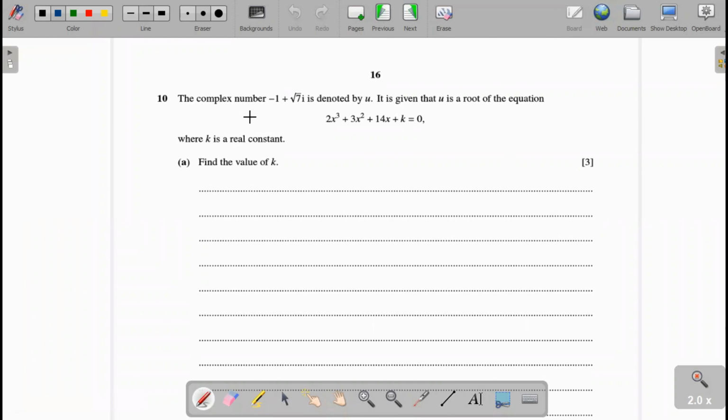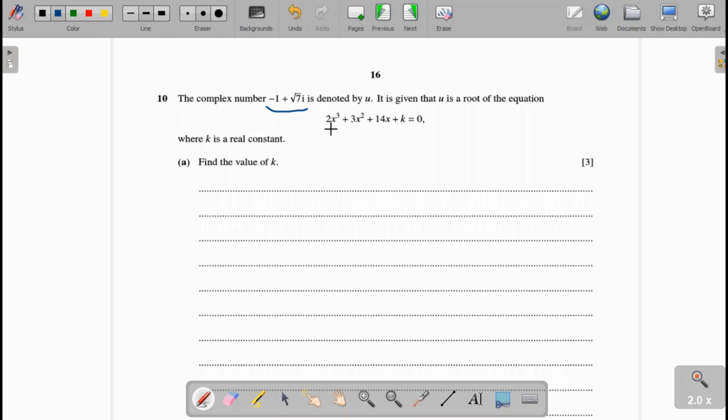Now question number 10. The complex number -1 plus square root 7i is denoted by u. It is given that u is a root of the equation 2x cubed plus 3x squared plus 14x plus k equal to 0. If k is a real constant, find the value of k. Now here this number, denoted by u, is a root of this equation.